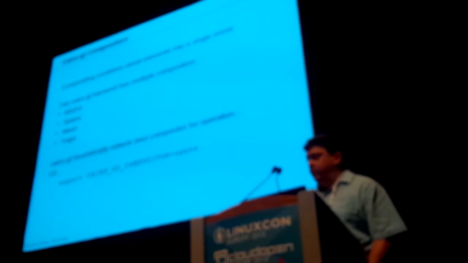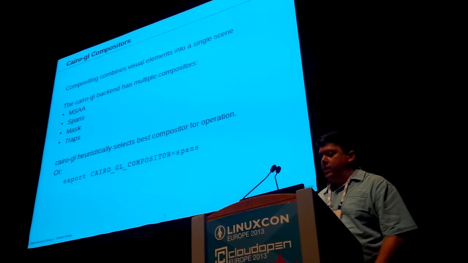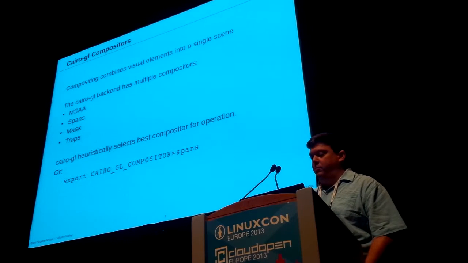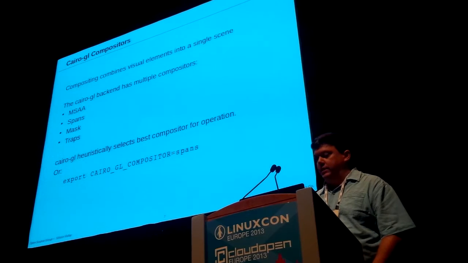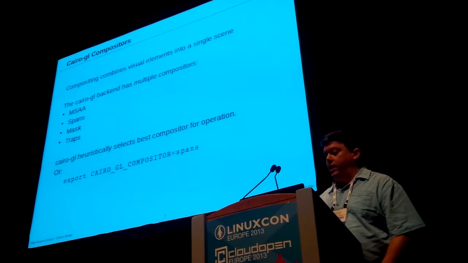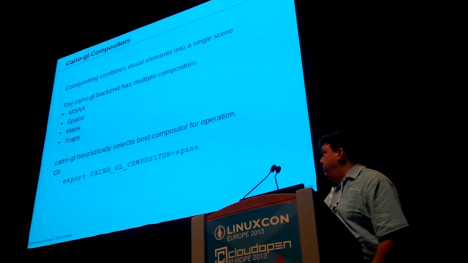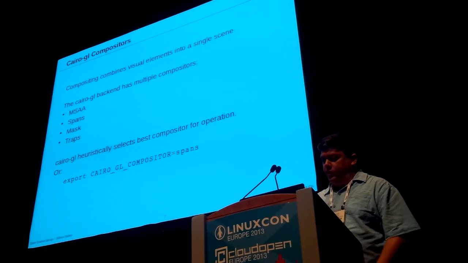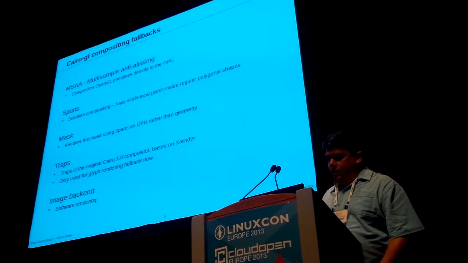So I mentioned compositing earlier. Cairo actually has several different compositors included in it. I'll talk about these in more detail. But one thing that I found is that you can control which one is being used in Cairo at the application level through this environment variable. And you can set whichever one that you want. Now, what are these four compositors?